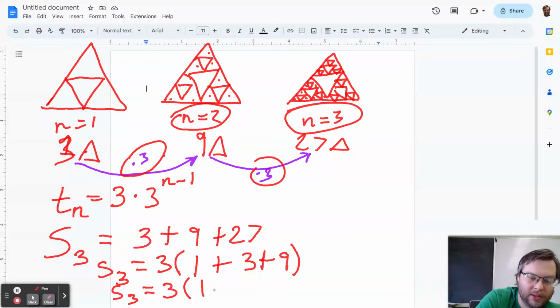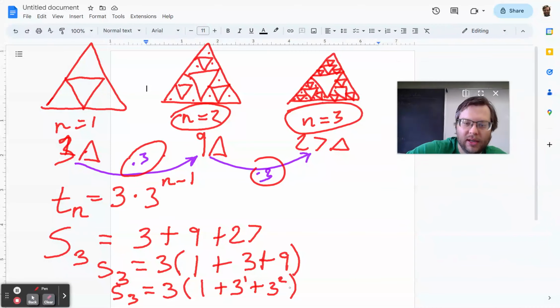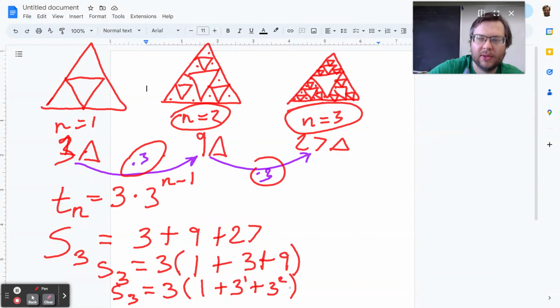And each of the terms left over on the inside can be written in terms of the R value, what we multiplied by. So 1 plus 3 to the first plus 3 to the second. Okay. So what I'm going to do is a little trick here. I'm going to try to cancel some stuff out, because right now I have 3 different terms and I want fewer than 3 terms.